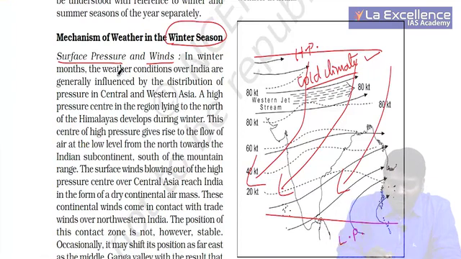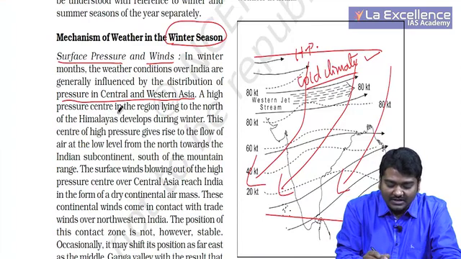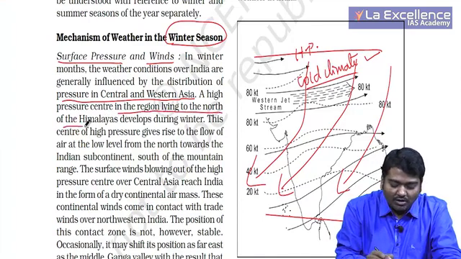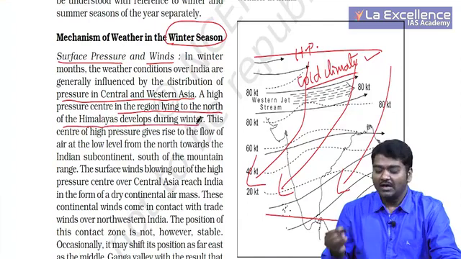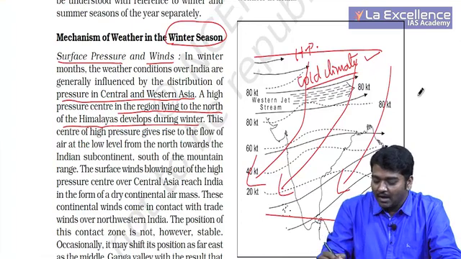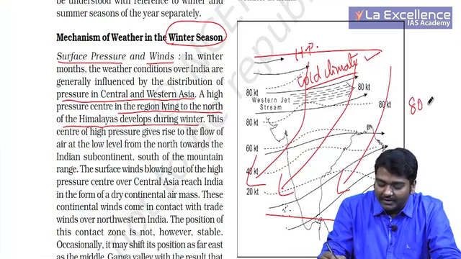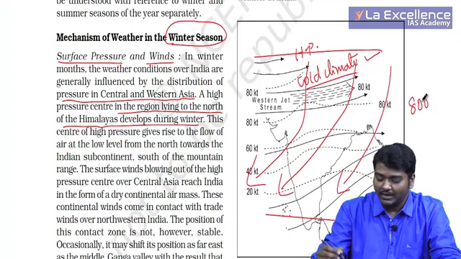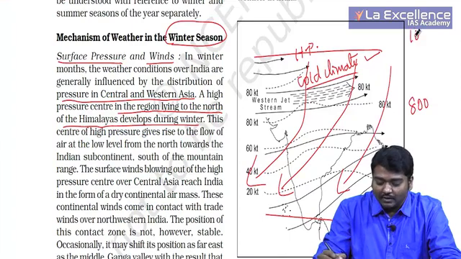See here, in winter months, the weather conditions over India are generally influenced by distribution of pressure in Central and Western Asia. So if you take Tibet or the Caspian Sea, even in those regions, it will be cool. A high pressure center in the region lying to the north of the Himalayas develops during winter. See guys, if you take the Himalayas or India, if the pressure is 800, if you go above that, in Tibet it will be 1000.